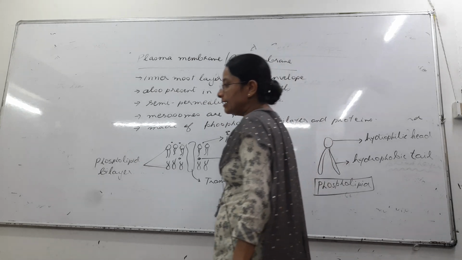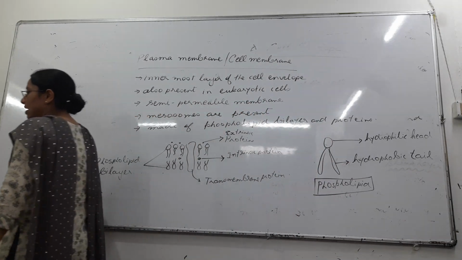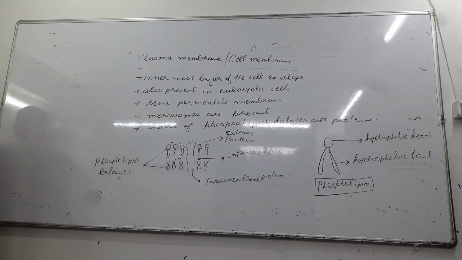We are talking about the innermost layer of the cell envelope. The outermost layer is the capsule, and if there is no capsule, it is the slime layer. These three layers make up the cell envelope. The innermost layer is called the plasma membrane or cell membrane.